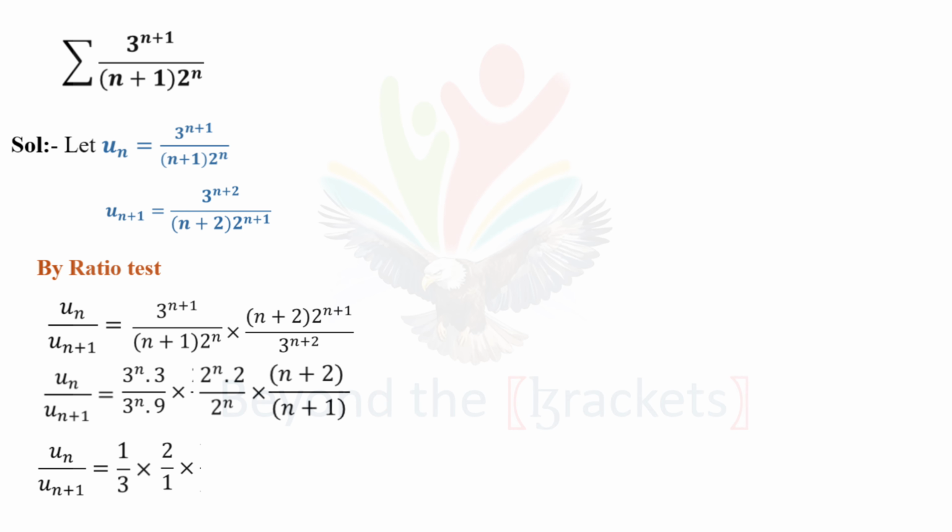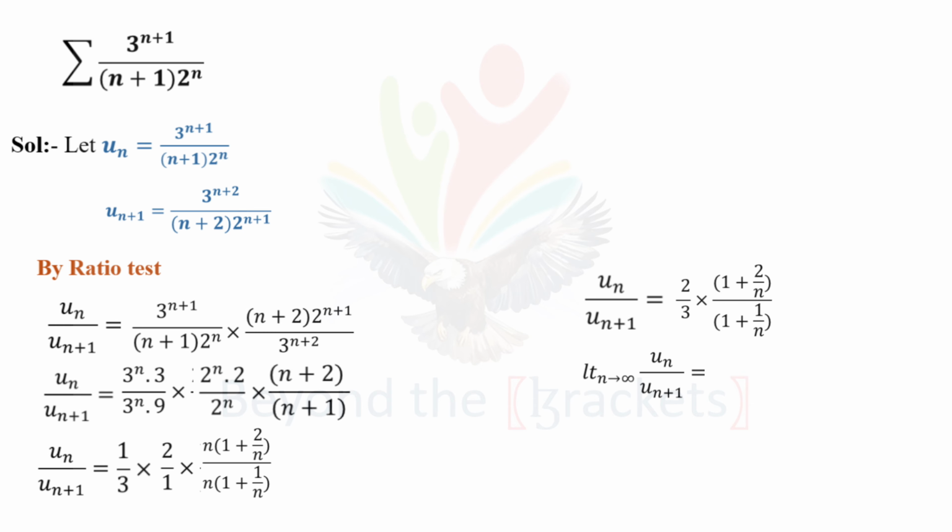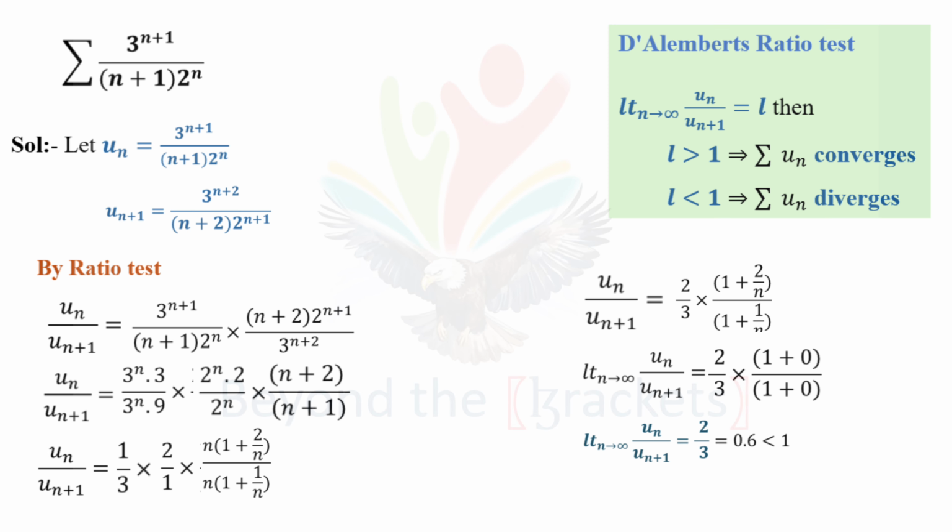Factor out n in the numerator, we get n into 1 plus 2 by n, and in the denominator factoring n, we get n into 1 plus 1 by n, where n in the numerator and in the denominator will cancel out. We are left with 2 by 3 into 1 plus 2 by n by 1 plus 1 by n. Taking limit as n tends to infinity, 2 by n tends to 0 and 1 by n tends to 0. So we are left with 2 by 3 into 1 plus 0 by 1 plus 0, which is 2 by 3. Since 2 by 3 is about 0.6, which is less than 1, by ratio test, the given series is divergent.